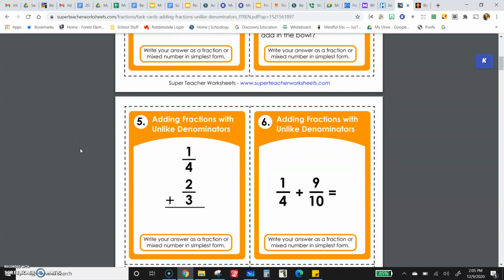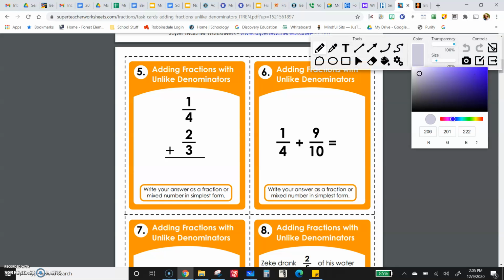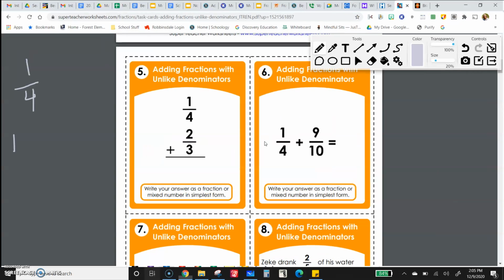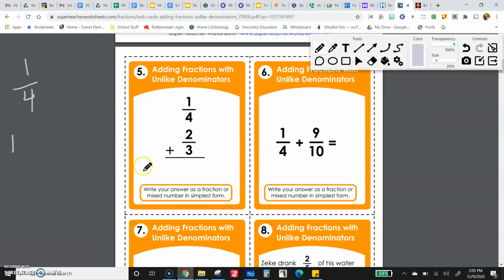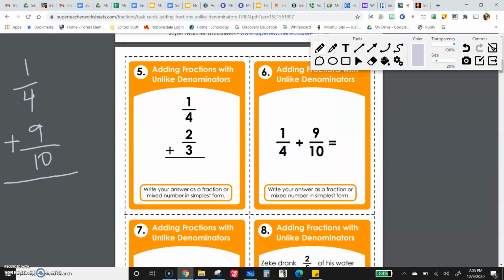So 1/4 plus 2/3. Oh, we just did that one. Just kidding. Sorry. 1/4 plus 9/10. I'm going to switch to a lighter color so I can write over on the side. So if I have 1/4 plus 9/10. Remember, I like to write it vertically, like I suggest you do on your paper. It's going to be helpful to write it down. It took me a long time to do it in my head, so I do not expect you to do it in your head. Write it down.